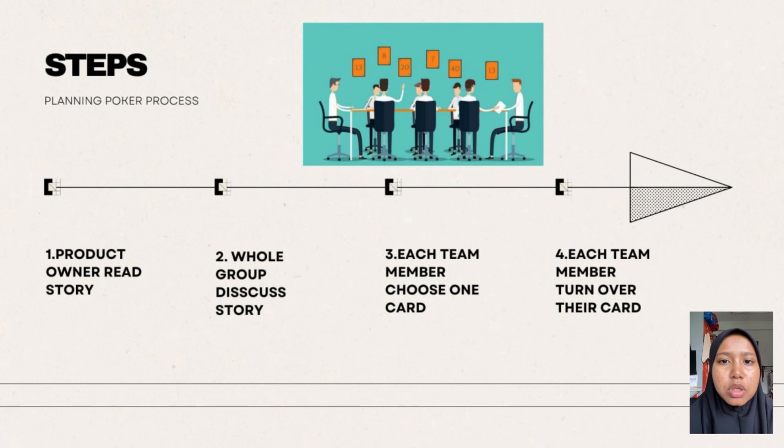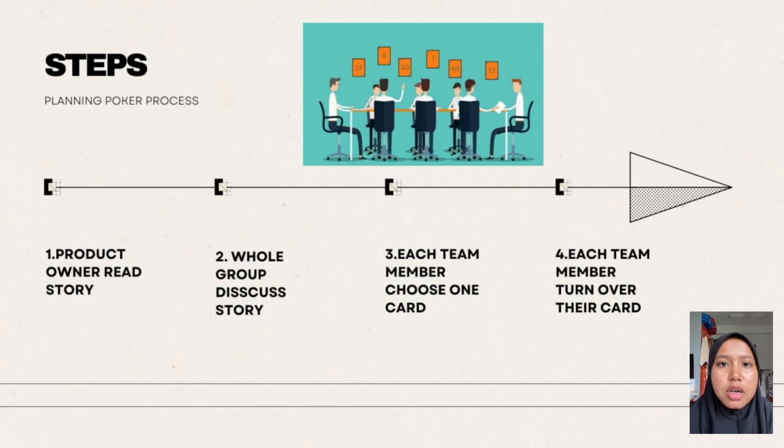Step 2. The whole group will discuss the story. They will ask questions in order to understand the requirement, the technical nature and the potential risks it might have. In step 3, after the whole group has heard the story and understood the project, each team member independently picks one planning POCR card that represents the assessment of how long the task will take.